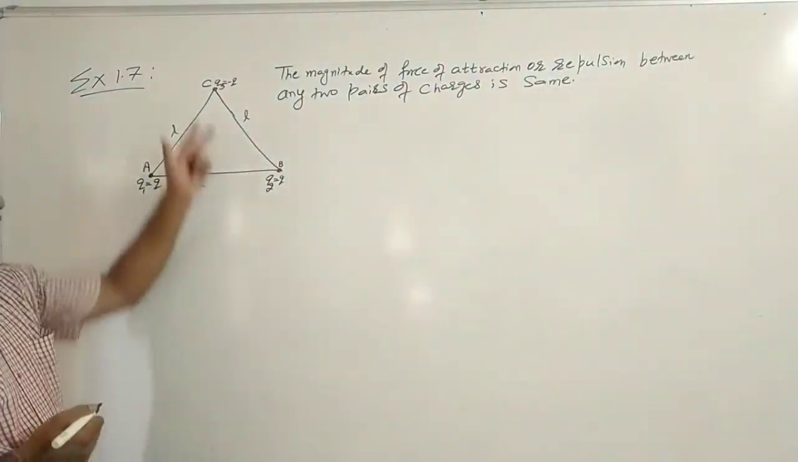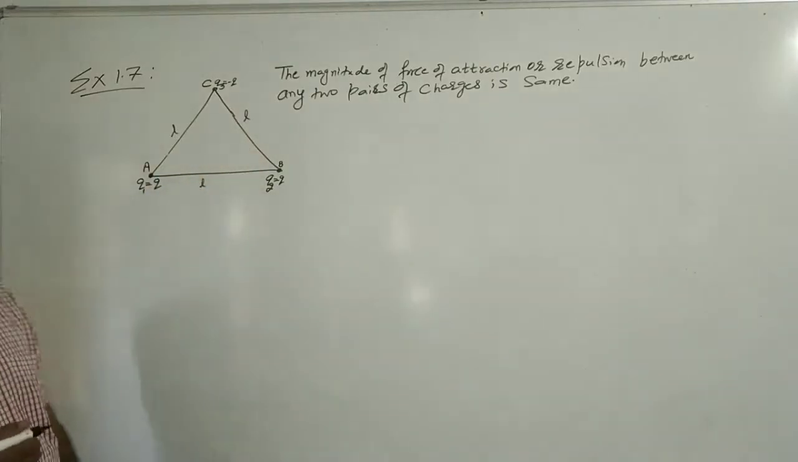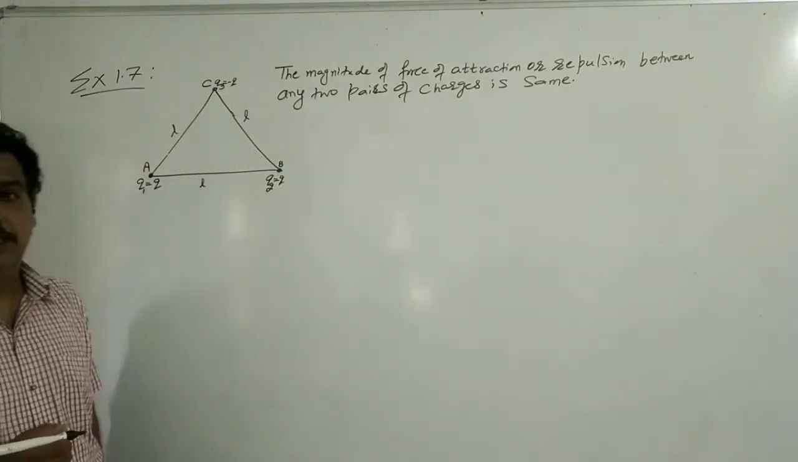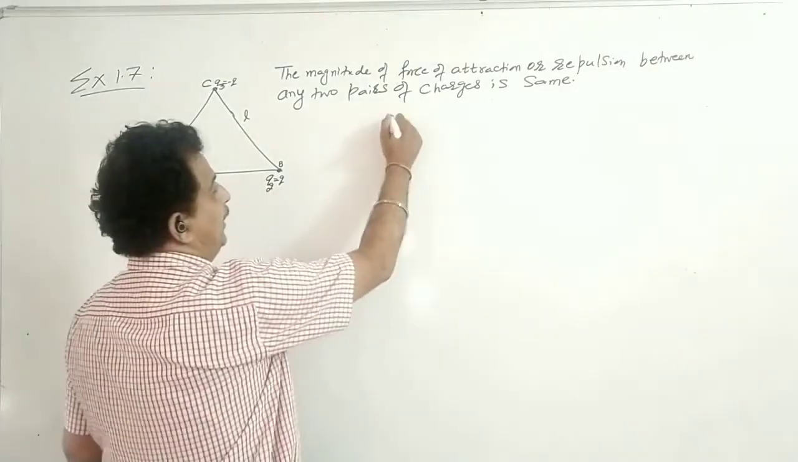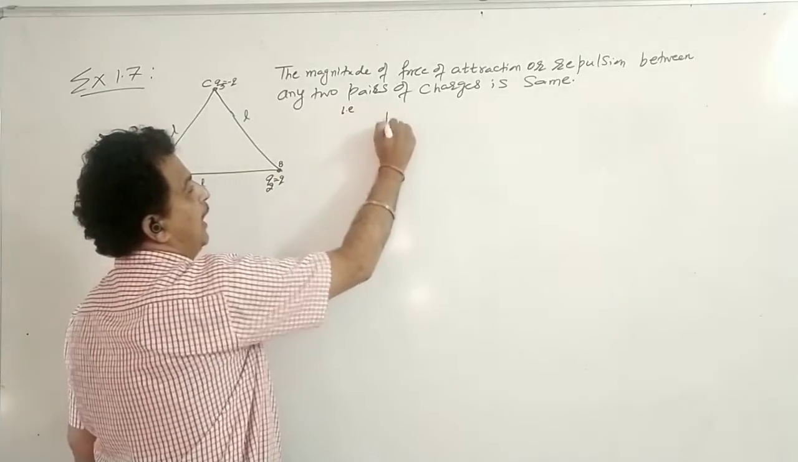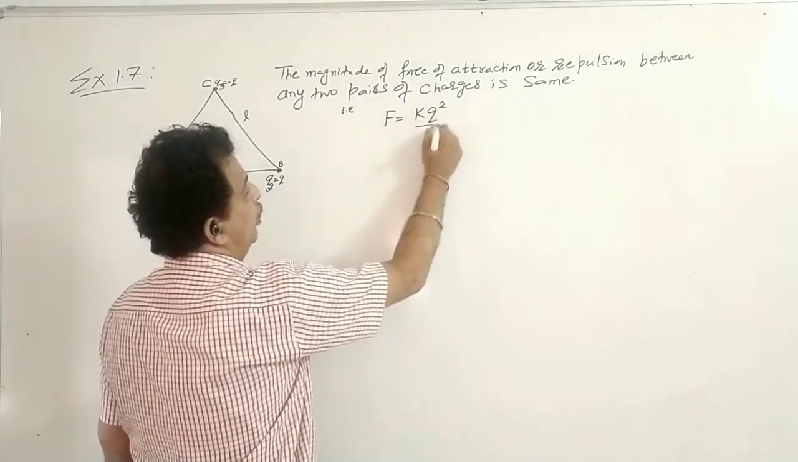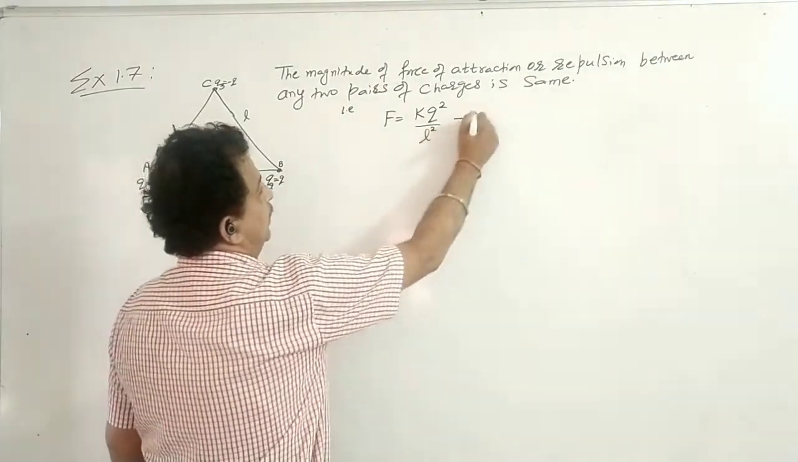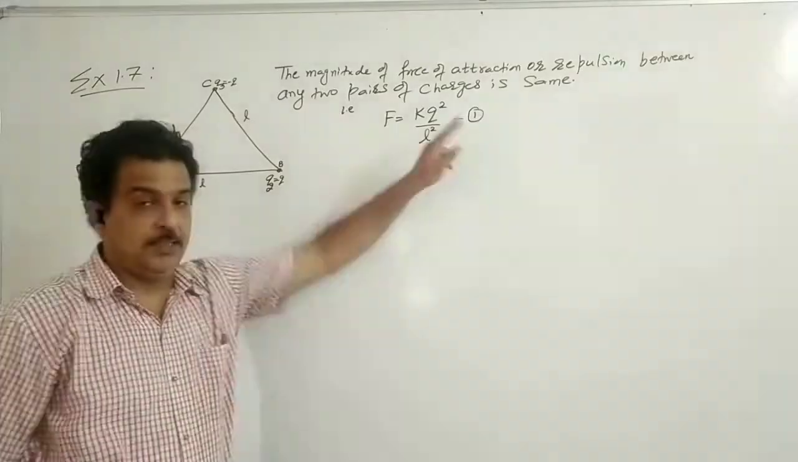So if there is an unlike charge, there will be attraction. If there is a like charge, there will be a force of repulsion. However, the magnitude is same. So let that magnitude be given as F. So F is equal to KQ square upon L square. Now this is the magnitude of force, so I denote it by equation 1.